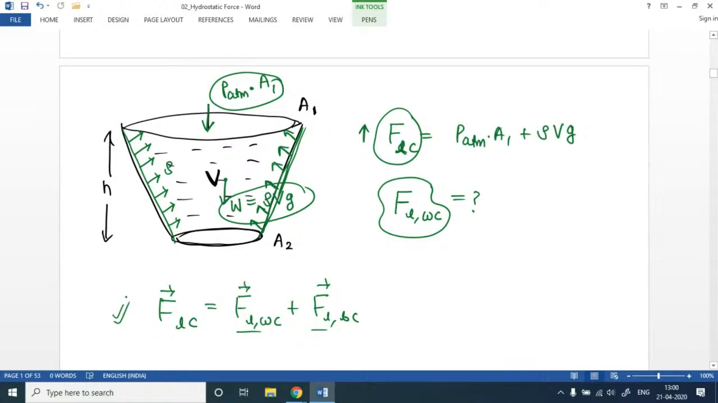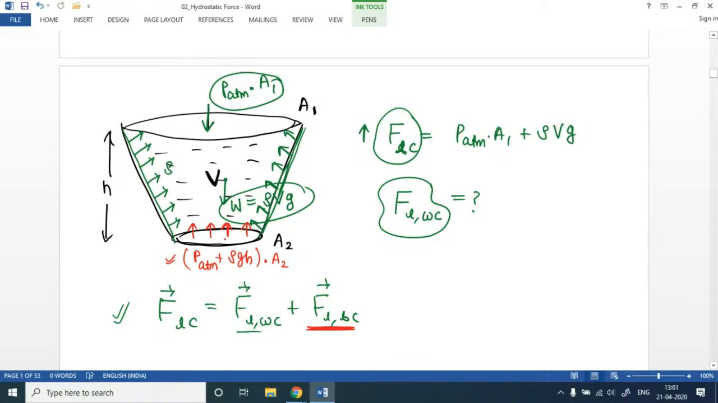So first of all, we must try to find out this part. How much force is exerted by the bottom of the container on the liquid? That is going to be in vertically upward direction, and that is rather very simple. We can write the pressure over here. First of all, the pressure at this point would be P atm, and since it is at a depth of h, plus rho g h. And that multiplied by A2 will be the force exerted by the bottom. So this much force is exerted by the bottom.